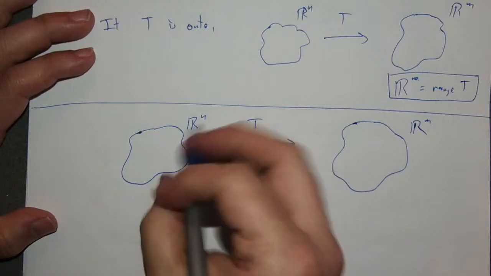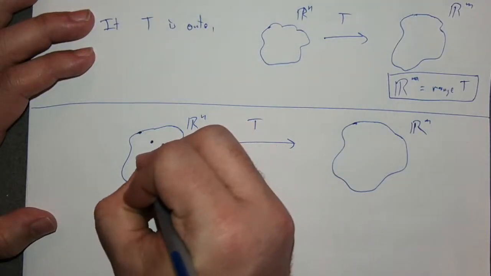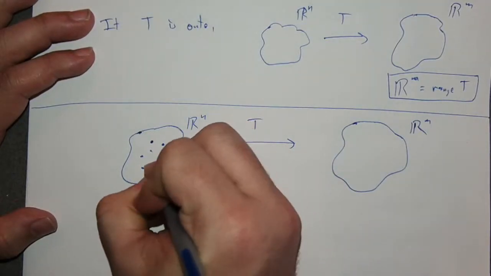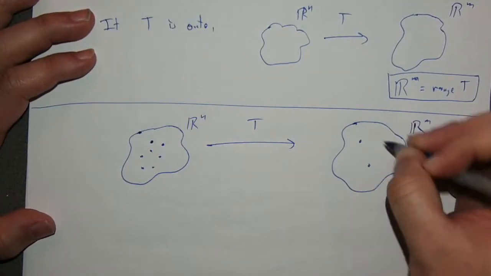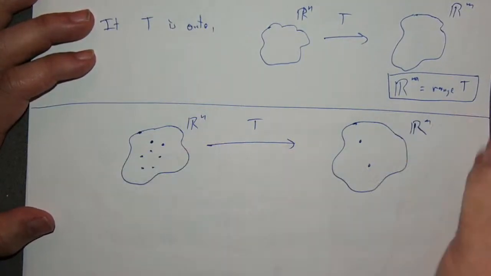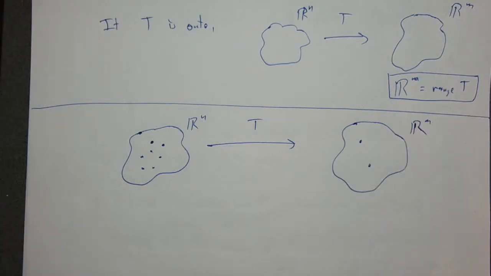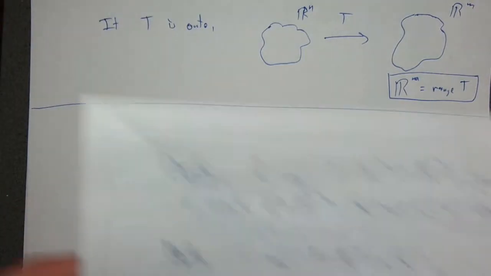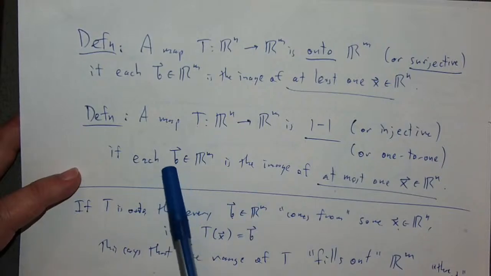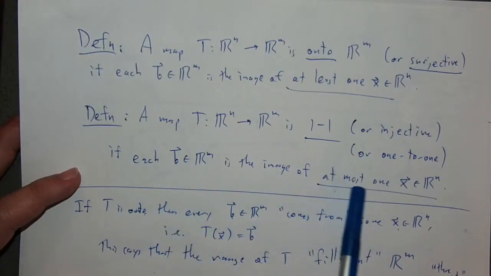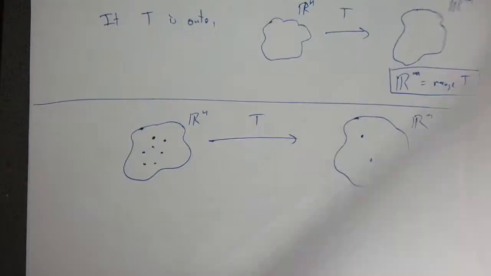Here's, say, some points, and here's some points in the codomain. We'll say they're in the range because they're going to get mapped to. Okay, now let's remind ourselves what 1 to 1 means. So 1 to 1 means that each B in the codomain is the image of at most one X.